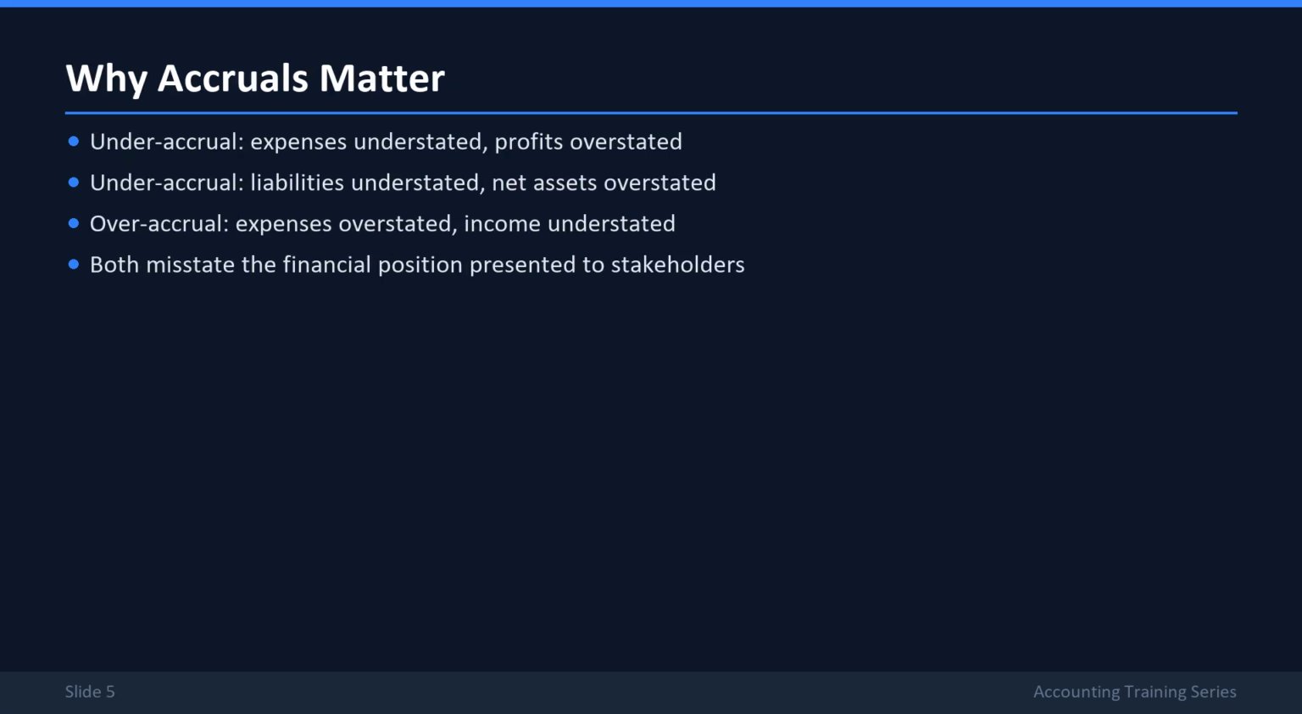Getting compensation accruals right matters because errors flow directly into both the income statement and the balance sheet. If compensation is underaccrued, expenses are understated and profits are overstated, making the company appear more profitable than it actually is. Liabilities are also understated, overstating net assets. Conversely, overaccrual overstates expenses, understates income, and inflates liabilities. In either direction, the financial statements mislead lenders, investors, and other stakeholders who rely on them.